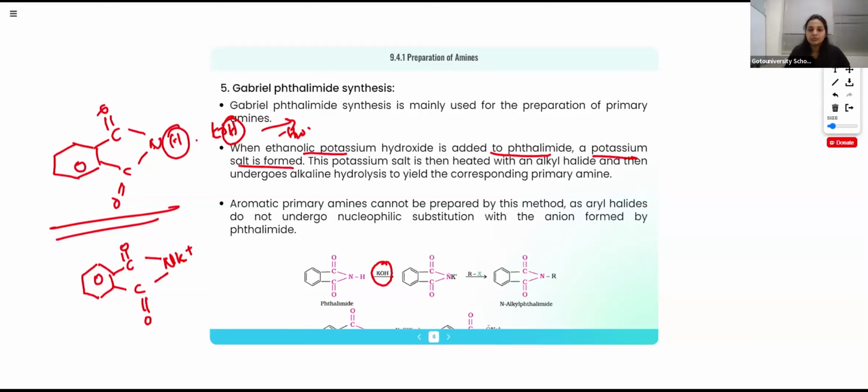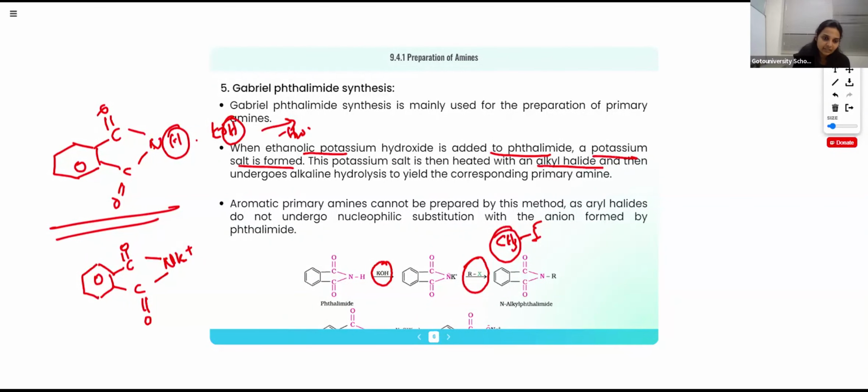Now, what you have to do? A potassium salt is formed. The potassium salt is then heated with the alkyl halide. Suppose I told you the highest reaction rate will be for alkyl iodide, right? Yes, you can take that one, no problem. So this potassium salt is reacting with the alkyl halide, like RX type, meaning CH3I or any other one. Then whatever the alkyl group you are taking here, it will be substituted in this position.